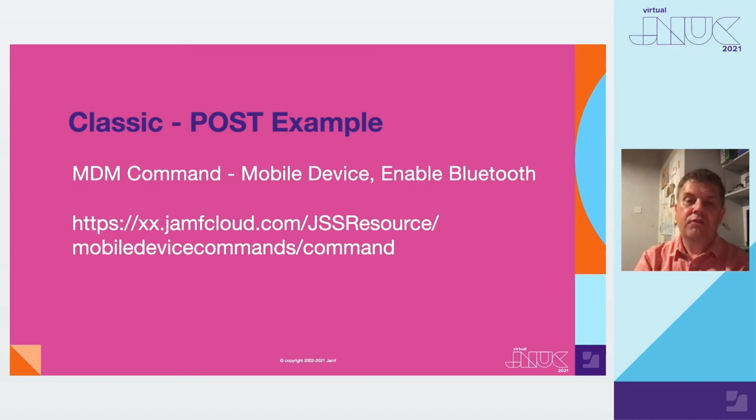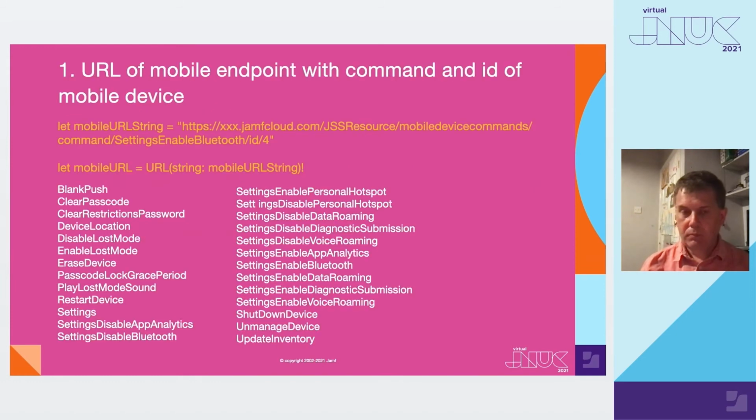The next example is a post example, and the example I've picked is sending a mobile device command to a mobile device in Jamf. The first example is going to be sending the enable Bluetooth command. So the endpoint we're going to hit is mobile device command /command. As before, we're going to create a URL, and with this one, we're only going to send it to one device. So the URL is going to have at the end the name of the MDM command we want to send. In this case, it's the settings enable Bluetooth command. Then we also append the ID of the device we want to send that to. In this case, it's ID4.